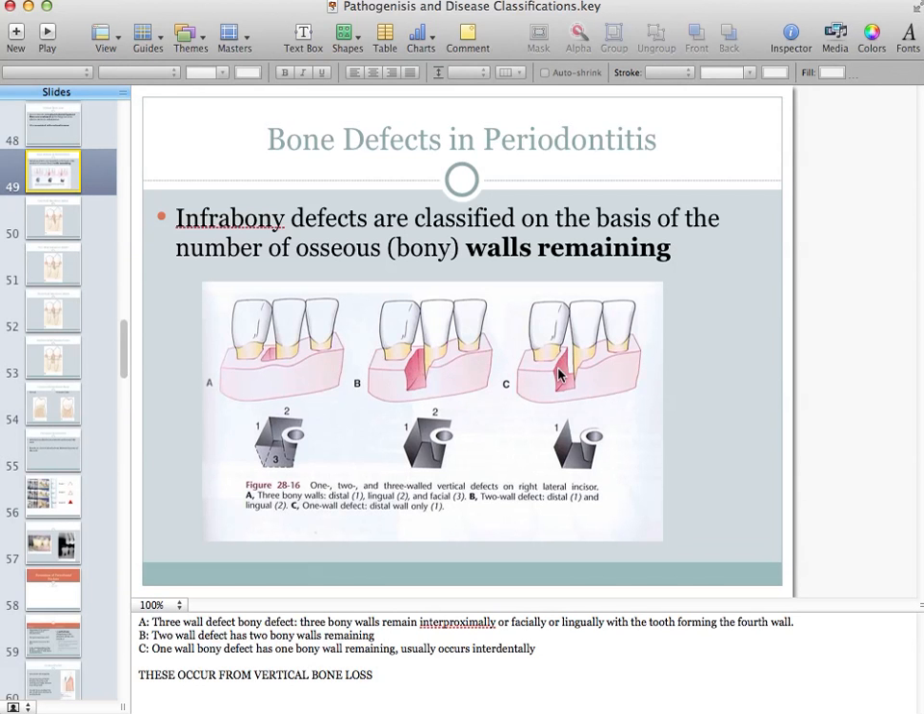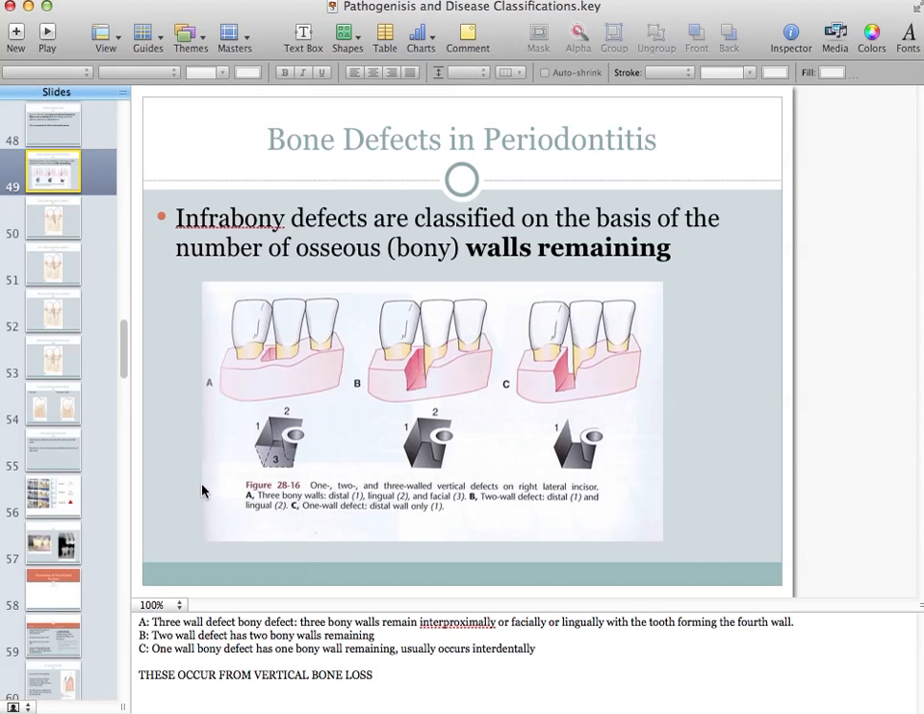And then you have a 1-wall defect, where only 1 wall of bone is remaining. In this picture, picture C, the lingual, distal, and facial walls are missing. So just the mesial is there. So that's a 1 wall.